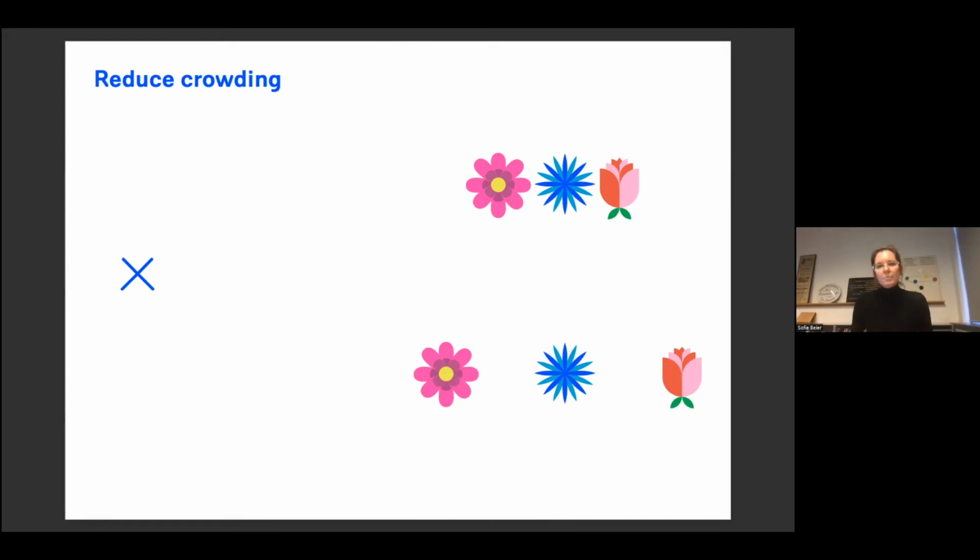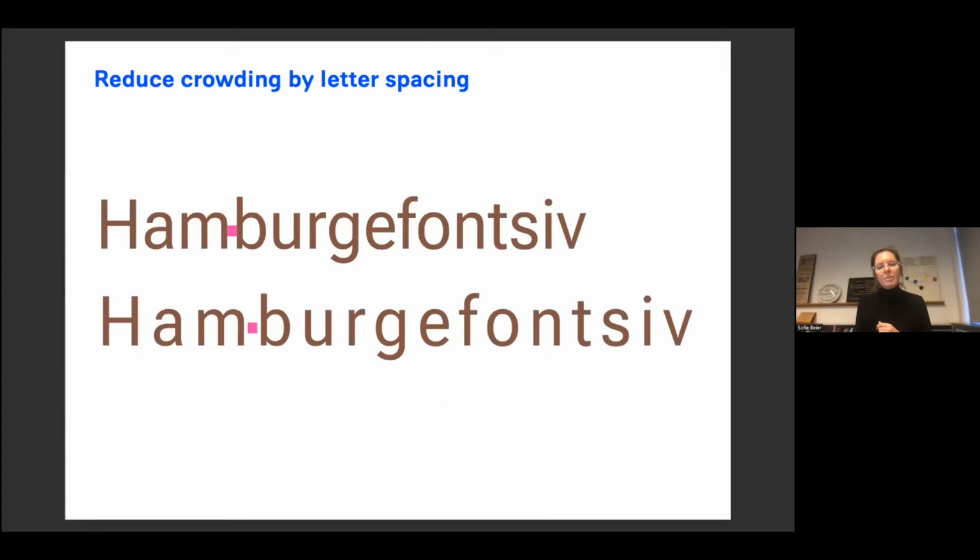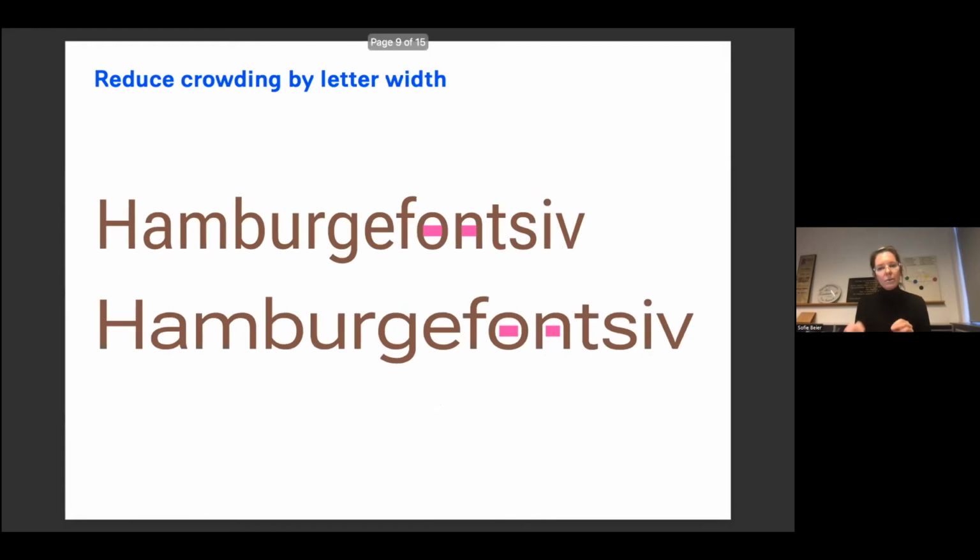Within the object recognition literature, there's been a huge amount of work on how we recognize objects, and when we separate them, it's easier to see them. This is a reduction of crowding, as you can see in this case also, again, if you look at the cross. And that effect can obviously be transferred to letters as well. If we space the letters wider out, if we move them further apart, we reduce crowding in the text. Or if we add more space within the letters, we also reduce crowding, meaning that the different parts of the letters will not merge with each other, having more space inside.